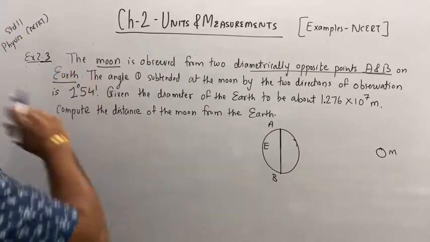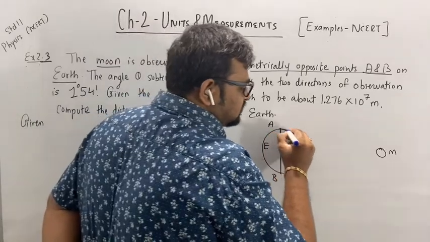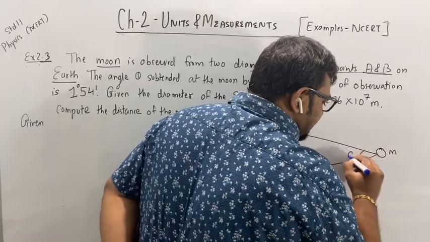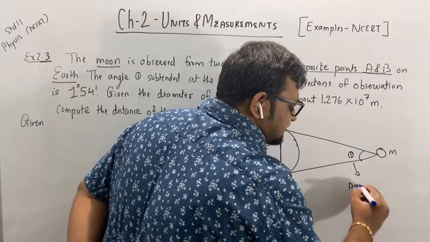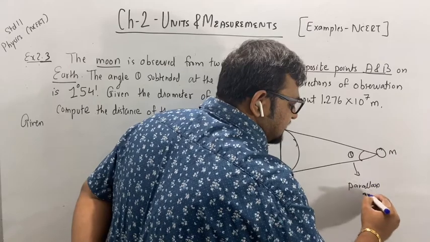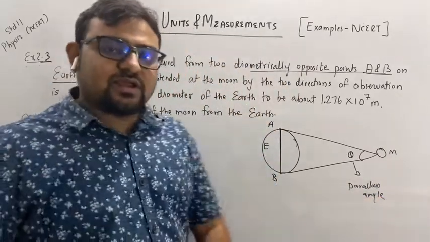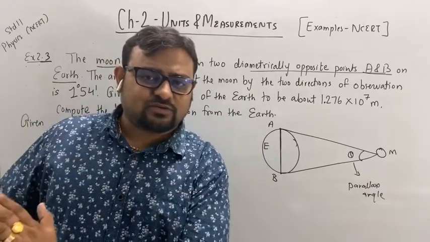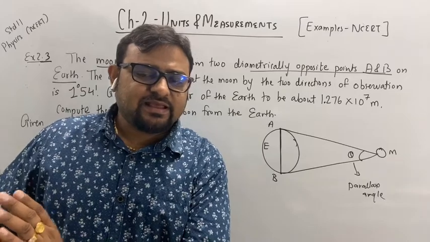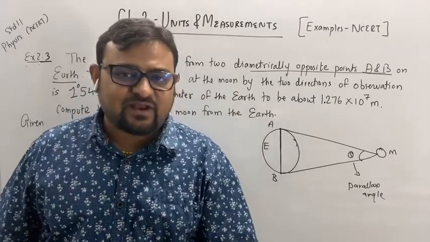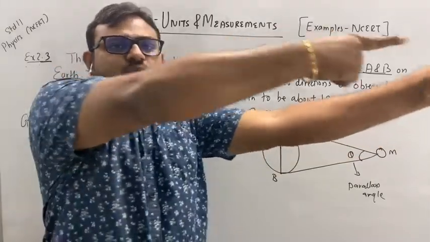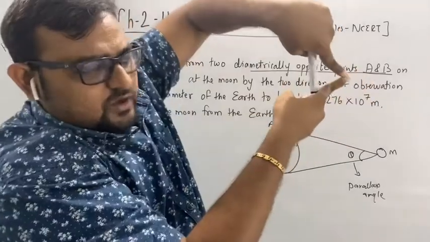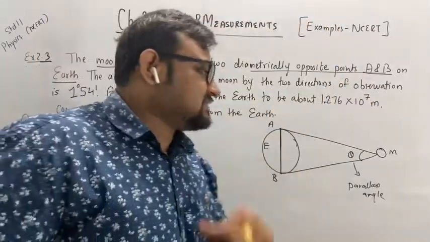Clear? What is observed? Moon. So now from here the moon is observed, and from here the moon is observed. So this angle subtended, theta, this is the parallax angle. Okay, clear? When you are observing a point from two different positions, then the angle subtended is called the parallax angle, right? If this is a pen, I'm observing from this way, and I'm observing from this way. Then it is making an angle in this way. So this angle is the parallax angle.